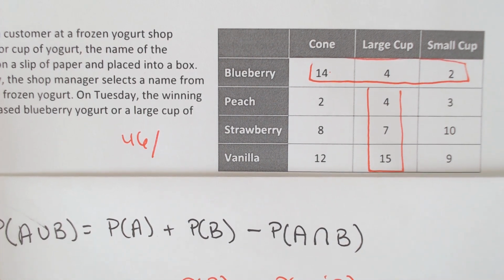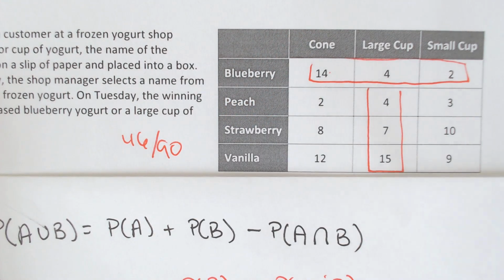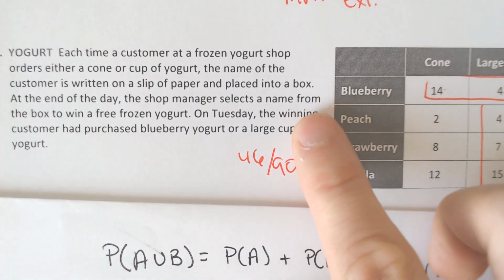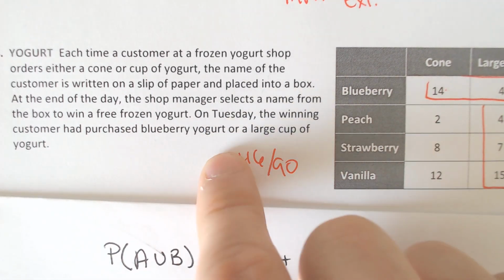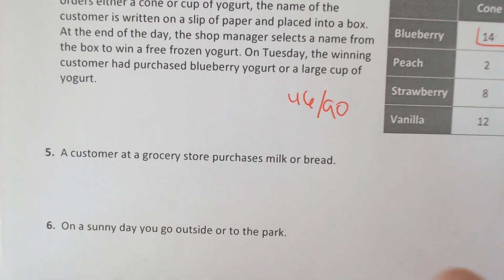I'm tempted not to do it for the sake of speeding up the video for you guys, but I'm doing it real quick. It is out of 90, which could simplify if you need to. So that is the probability that the winning cup was blueberry or a large cup. All right, so here we're done with probability.